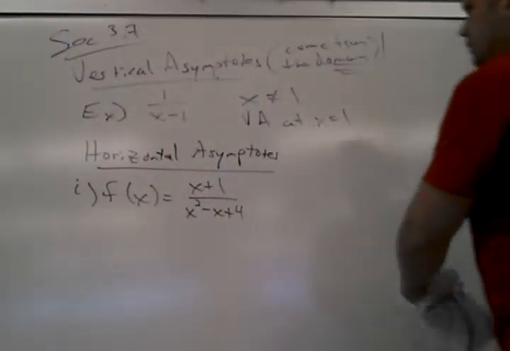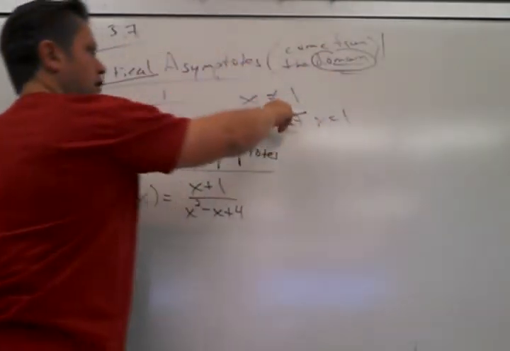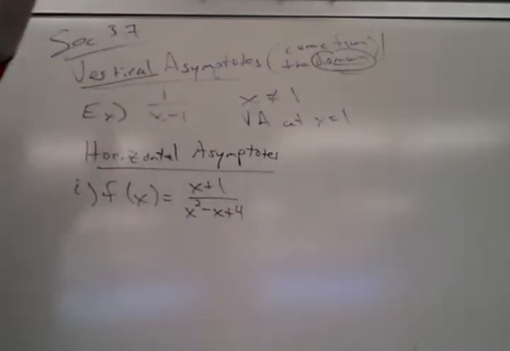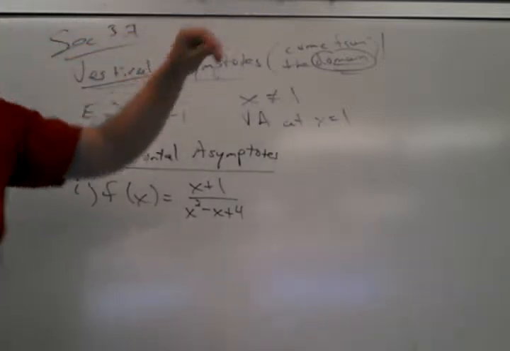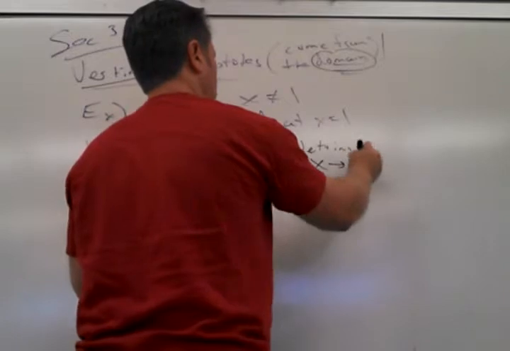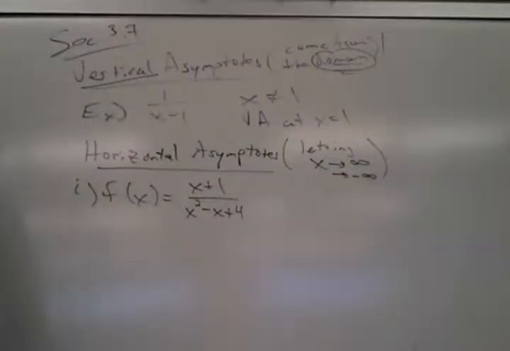So this is all horizontal. Vertical asymptotes come from the domain, what's not allowed to happen. Horizontal asymptotes come from when x gets really, really big, what does that function have to do? Does it have to approach something? That's the idea. So this is letting x go to infinity and negative infinity. So let me do it completely by the book, and then I'll show you the shortcut. We'll talk about the shortcuts.